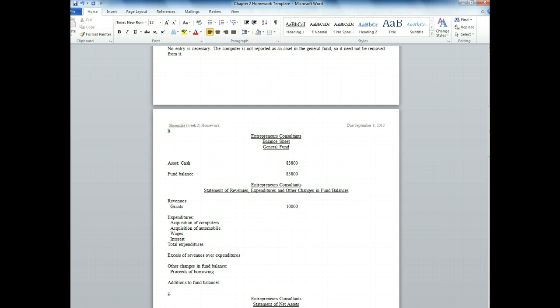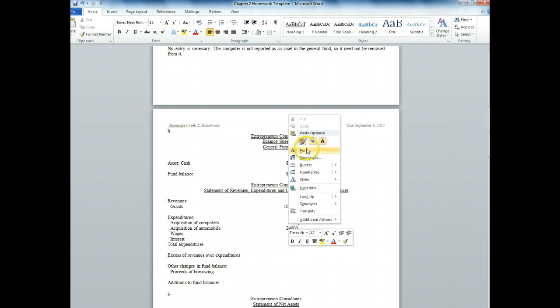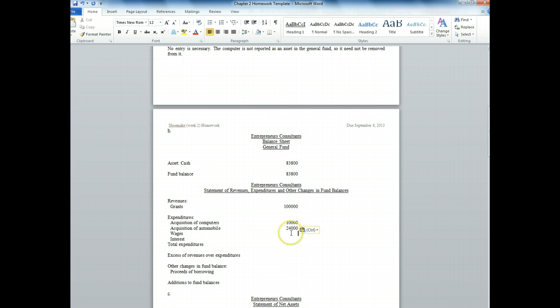100,000. 100,000. Acquisition of computers. How much was that? 10,000. Acquisition of automobile? 24. Wages? 6. Interest? 200. Total expenditures? 40,200.